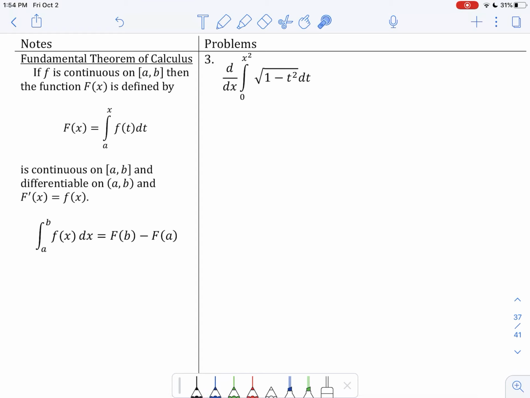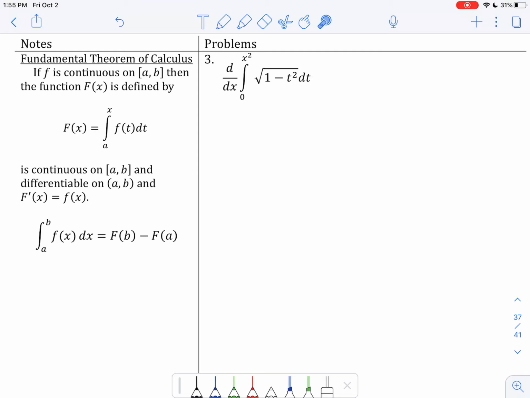The fundamental theorem of calculus has two parts, and what it says is that if f is continuous on a to b, then the function antiderivative of f is defined as the integral from a constant to x of f of t dt. And it's continuous on a to b and differentiable on a to b, and the derivative of x is f. So this is basically the idea of the antiderivative right here. The other important thing we've gone over already is that the integral from a to b of f of x is antiderivative at b minus antiderivative of a.